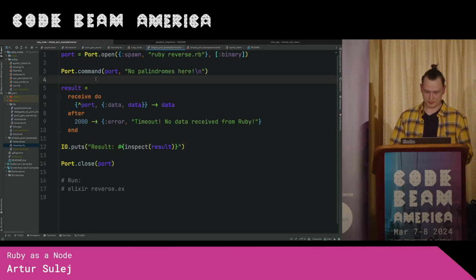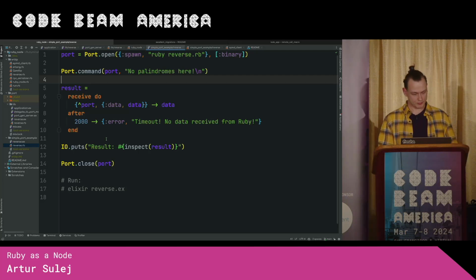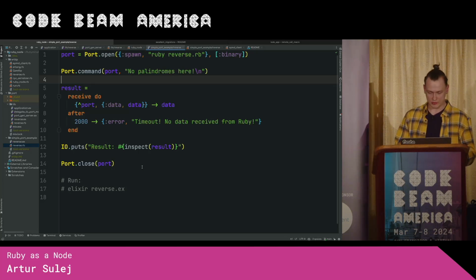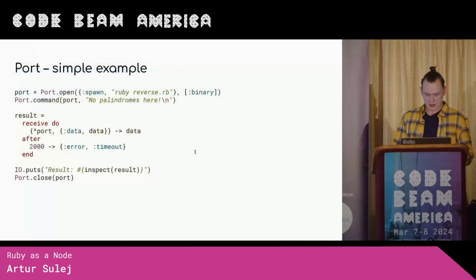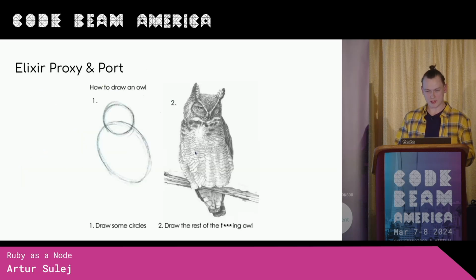Here, after sending the command, this process is receiving the message. Once it receives it, it just prints it and closes the port. So we know what the port is. Let's implement the rest of the owl.